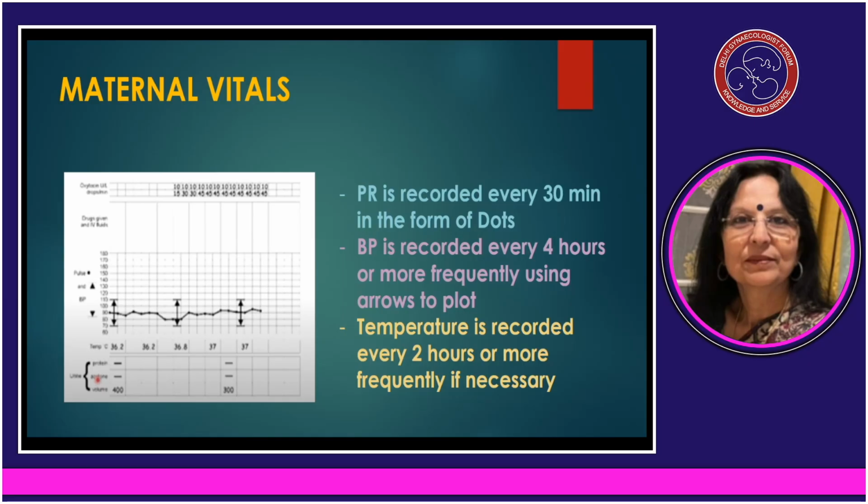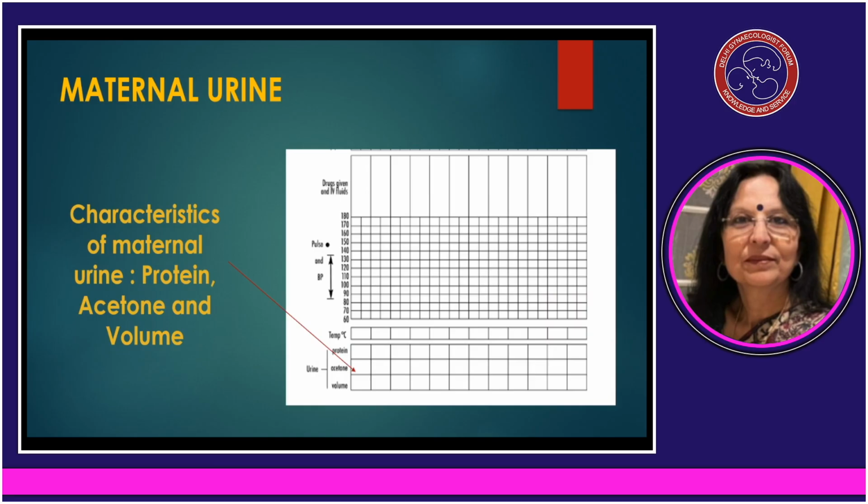And earlier, in case it was a case of preeclampsia or chronic hypertension or eclampsia, then the temperature was also recorded beneath the fetal heart rate and the blood pressure. And next slide. And the urine protein and acetone was also recorded, and the volume also recorded as and when it was passed. So now even this particular partogram is obsolete.